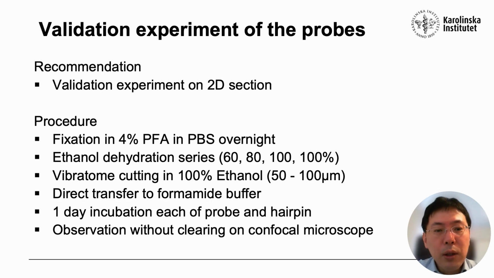The key point is sections are cut in 100% ethanol, a condition where RNase is inactivated. Then, just like the TRISCO protocol, we immediately transfer the section into formamide buffer. By following these steps, we can minimize the risk of RNA degradation and ensure reliable validation. Of course, if you are working in an RNase-free environment, you can use your standard method instead.